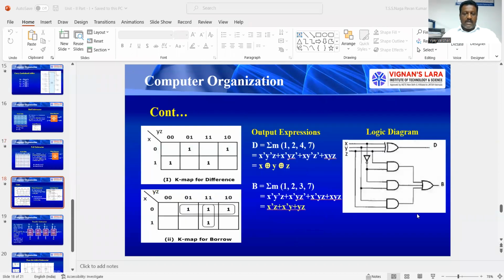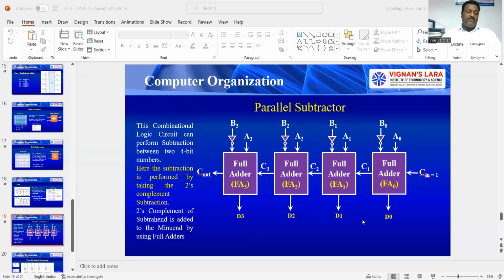Now, if I simplify them by using K maps again, I get the output expressions. The difference is like a sum expression: X exclusive ORed with Y exclusive ORed with Z, because here also I was identifying isolated terms. But coming to the borrow case, here 3 pairs are formed. For this pair, the value is YZ. For this pair, it is X bar, unchanged value is Z, so X bar Z. For this pair, X bar, and the unchanged value is Y. So these are the expressions, and this is the logic diagram corresponding to it.